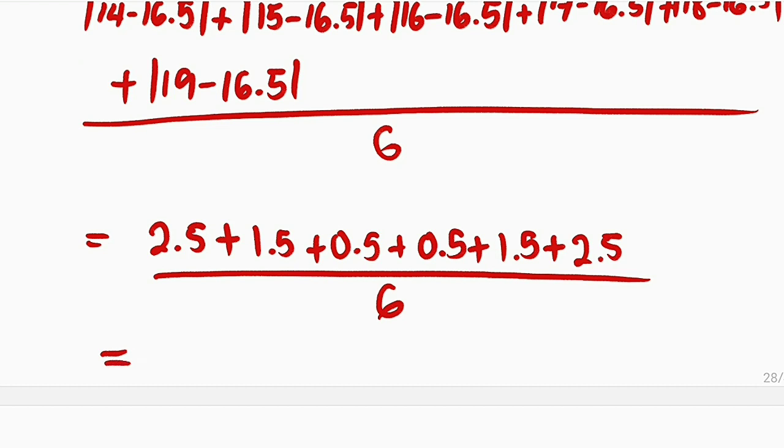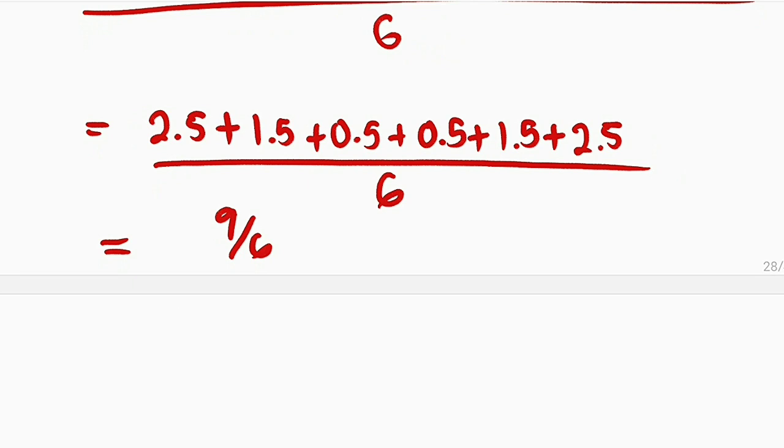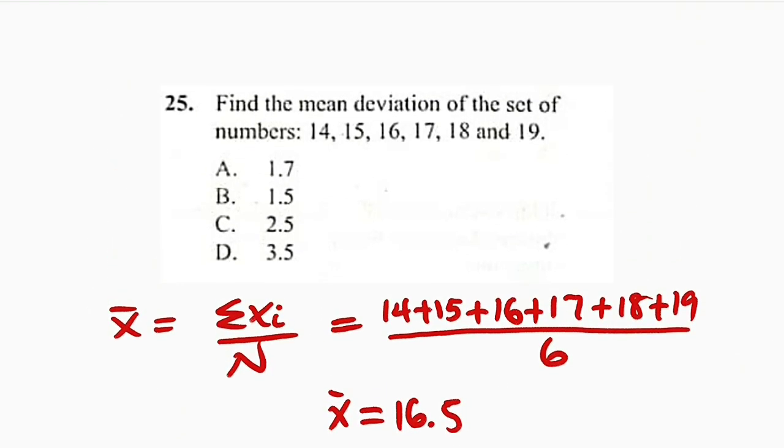We have 2.5 plus 1.5 plus 0.5 plus another 0.5 plus 1.5, and lastly 2.5. We have 9 exactly. Divide by 6. And 9 divided by 6 is what? Is equal to 1.5. And hence the mean deviation is 1.5. Let us check it. We have it as option B.